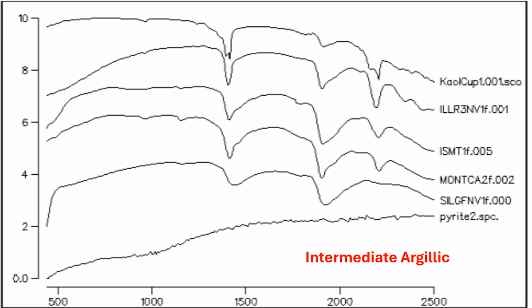Next, we'll look at the intermediate argillic alteration. This plot shows mineral assemblages including kaolinite, illite, mixed layer illite-smectite, montmorillonite, quartz, and pyrite. One important point is that argillic to intermediate argillic alteration can develop independently from advanced argillic alteration. These zones commonly occur between the outer propylitic alteration and the inner advanced argillic core.